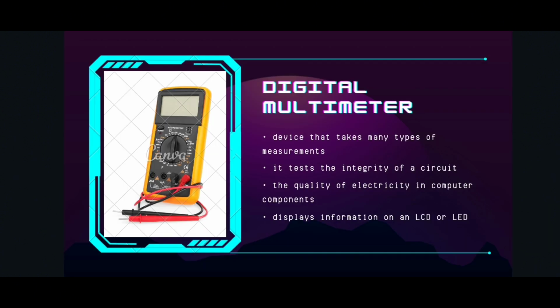First, the digital multimeter. A digital multimeter is a device that takes many types of measurement. It tests the integrity of a circuit and the quality of electricity in computer components, displaying information on an LCD or LED. Specifically, digital multimeters are measuring instruments that can measure quantities such as voltage, current, and resistance.